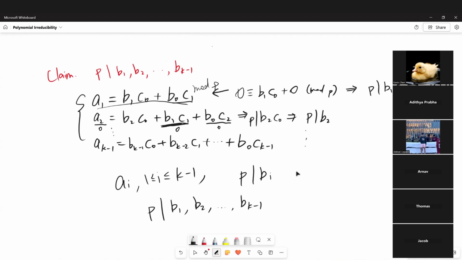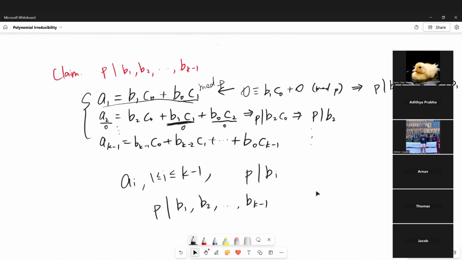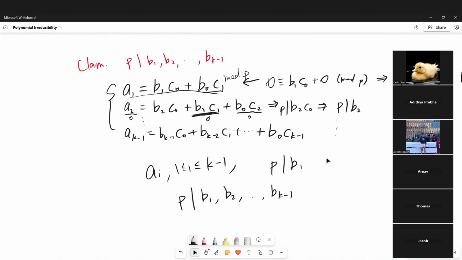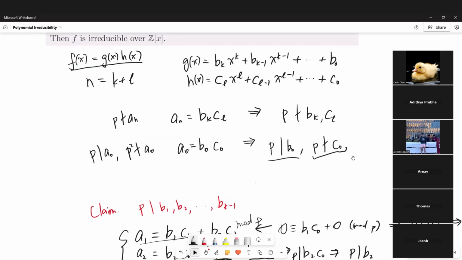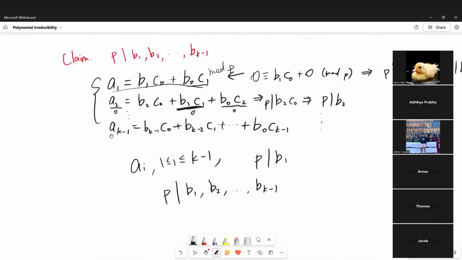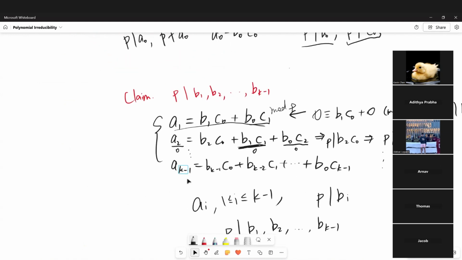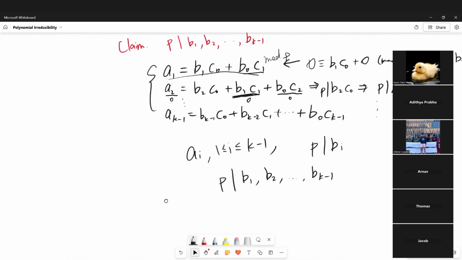And we can more rigorously prove this using induction, but it's kind of easy to see if we write it out. And now with this argument, we can write a similar equation for AK, because we've only written equations for A1 all the way to AK minus 1. We haven't used any of AK all the way to AN yet.